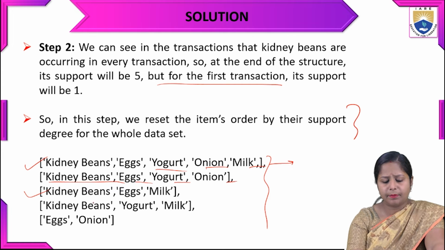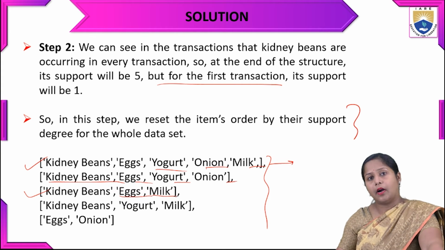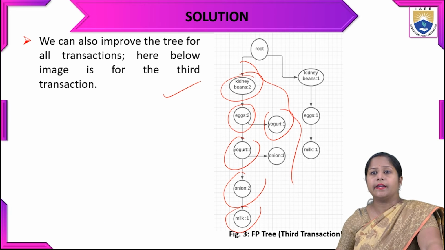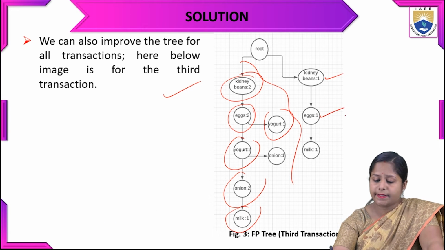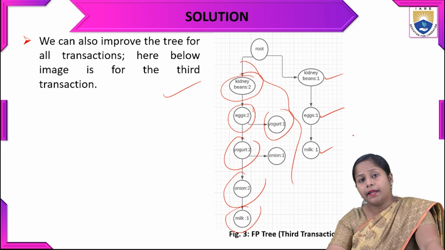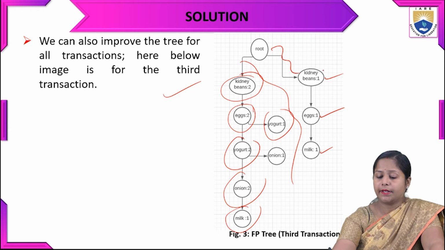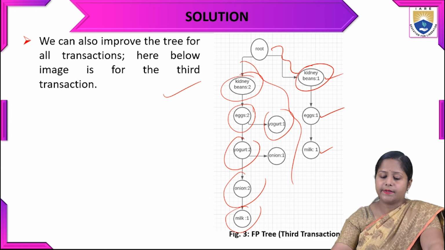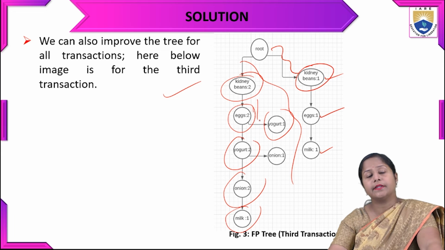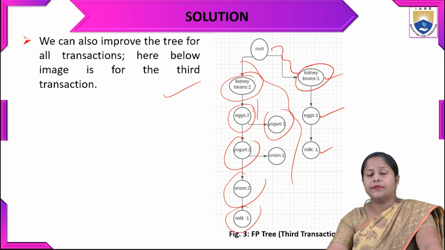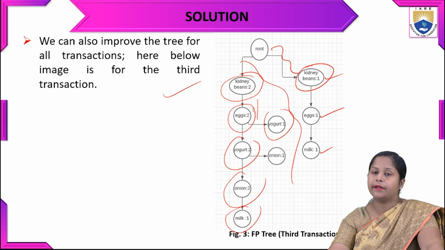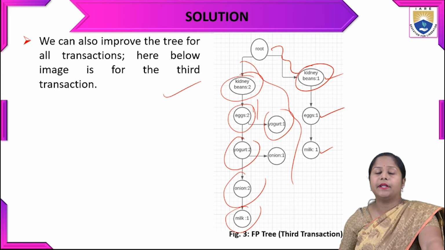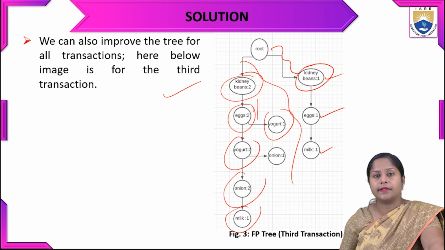So here the kidney beans, eggs and milk have occurred in the third transaction. So we will see in the third transaction what we are telling. Now the kidney beans, eggs and milk have been depicted again in another node, in the form of another node. So if that is related to the first transaction, then we have to add there. Otherwise, we should not add there. Now that FP tree has come out of the third transaction.